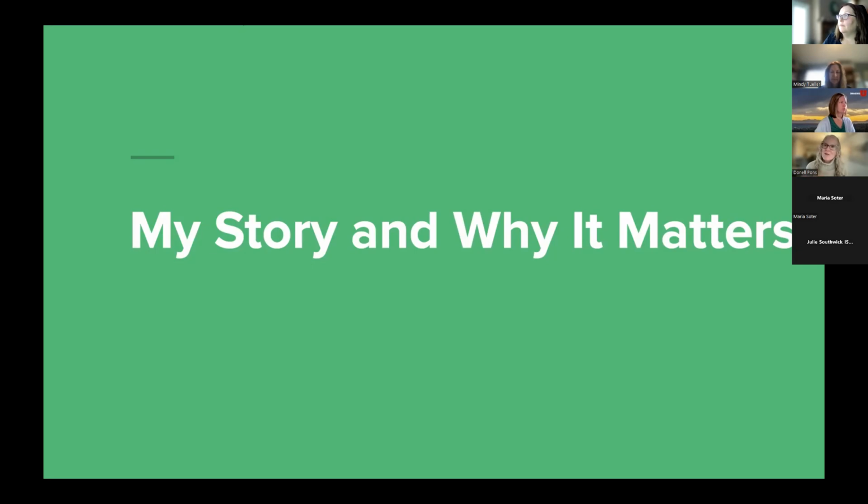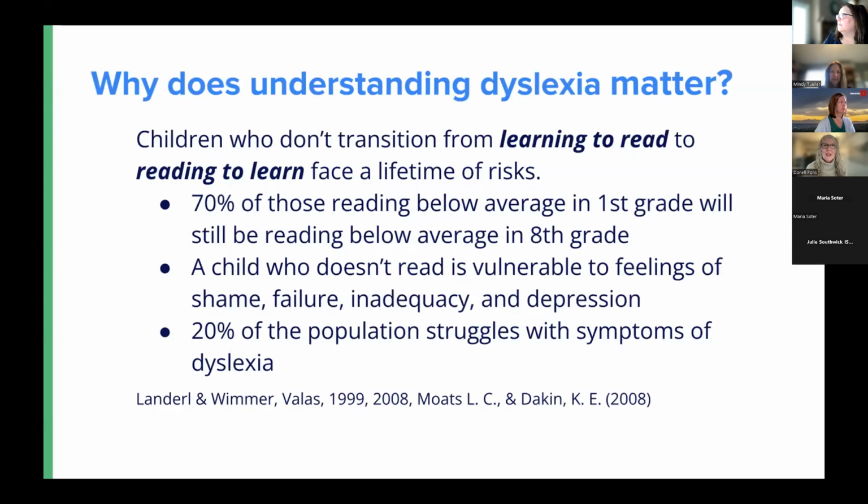So that's why this information is so important, getting it out there and letting folks know what they can do to help. So here's the why does understanding dyslexia matter? Children who don't transition from learning to read and to reading to learn face a lifetime of risks, we know. This is pretty basic information that we're all pretty much aware of, that 70% of those reading below average in 1st grade will still be reading below average in 8th grade. That's a pretty hard and fast number.